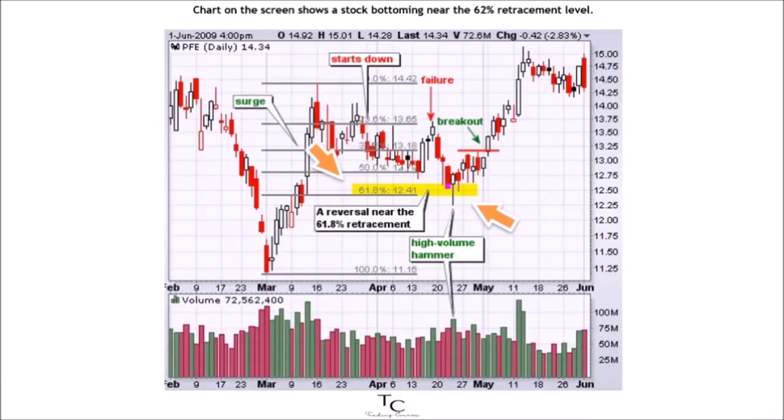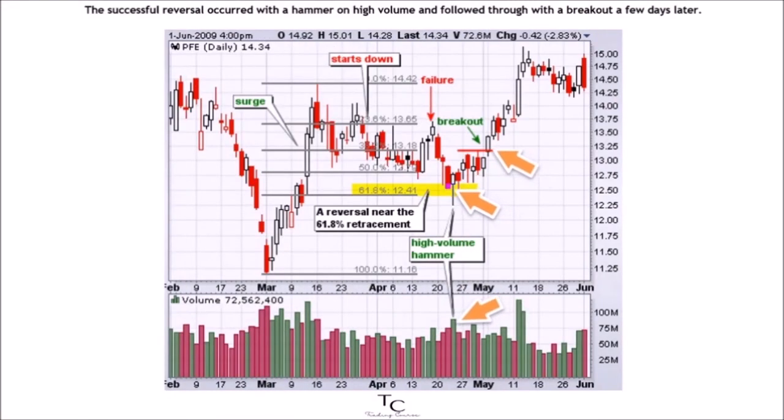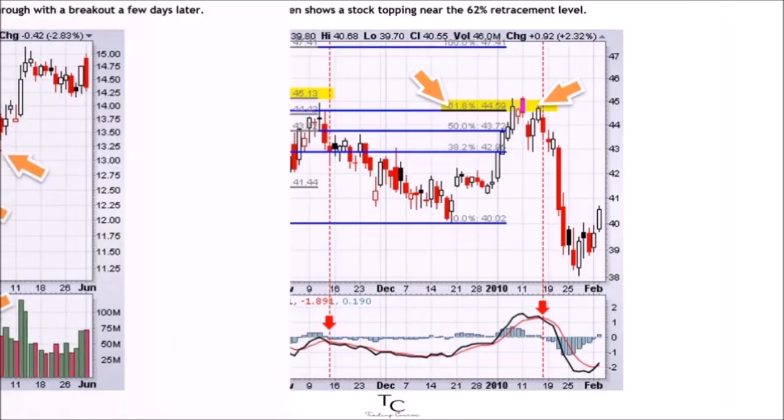The chart on the screen shows a stock bottoming near the 62% retracement level. Prior to this successful bounce, there was a failed bounce near the 50% retracement. The successful reversal occurred with a hammer on high volume and followed through with a breakout a few days later.